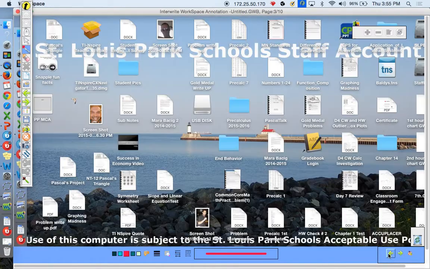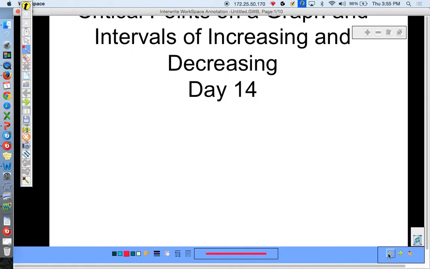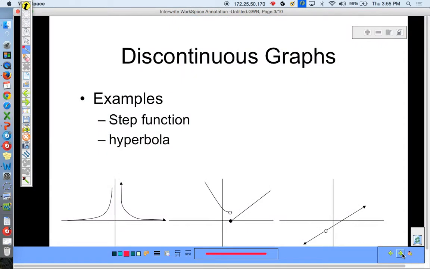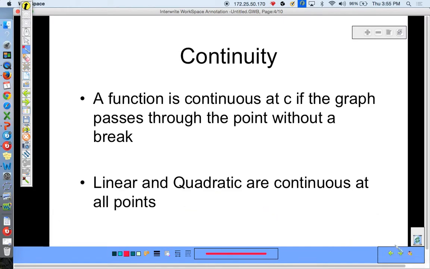So today we're going to take a look at day 14, continuity on a graph at intervals of increasing or decreasing. So the first thing we're going to talk about is what does it mean to be discontinuous? Discontinuous means it has a break in it. And don't worry about what type of discontinuity they might have, but these three graphs just clearly have a break.